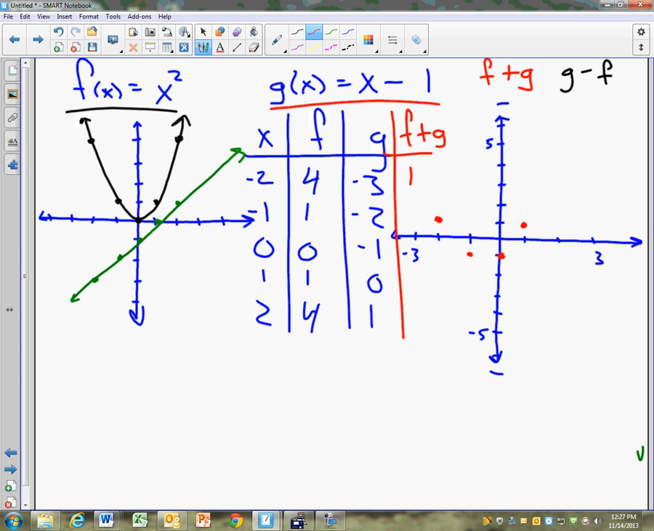I go to 2. What is f of 2? What is g of 2? Add them. So 2, 5. And you see if we would have added those up all the way across, that's what we would have gotten. And that's the shape, which is x squared plus x minus 1.